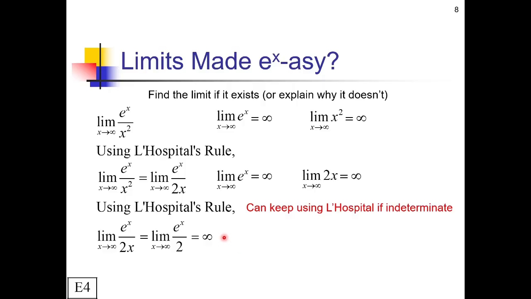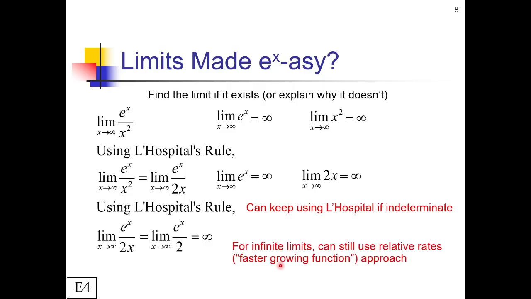So this is great, but it could take a while. Like this was only x squared. What if this had been like x to the 10th power or the 100th power, right? Do you really want to use L'Hopital's rule 100 times? So don't forget everything you've already learned about the relative rates approach. If you have infinite limits especially, you can use that relative rates, basically the faster growing function sort of way of reasoning about this.